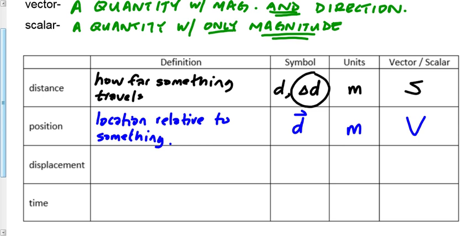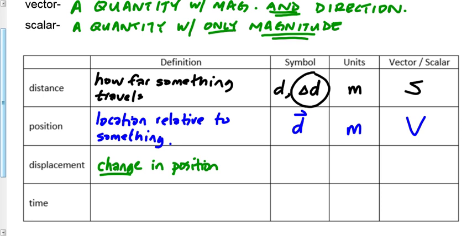Okay? All right. Displacement. Displacement is defined as my change in position. The change in position. Oh, man, it's close to position, but it's the change in position. Anybody want to take a stab at what the symbol for this would be? You guys can get this. I know you guys can get this. The change in position.